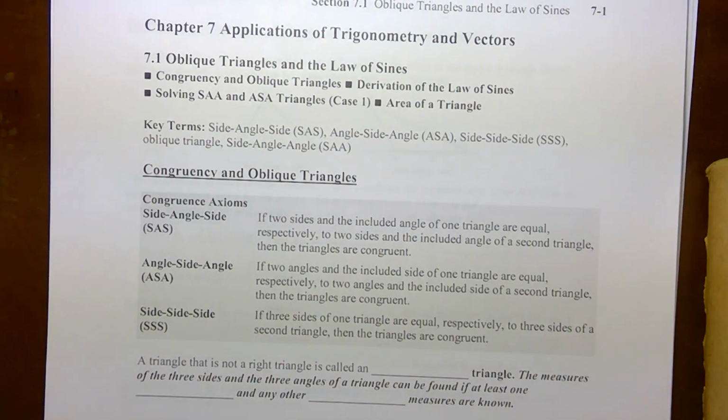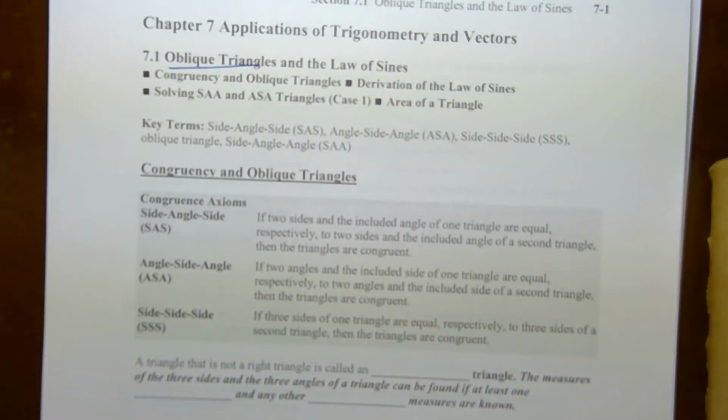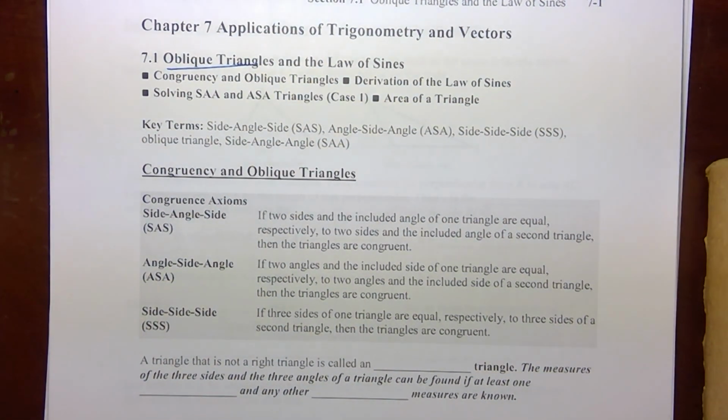We're going to be working with oblique triangles. Most of our trig to this point has been focused on right triangle trigonometry so that we have a hypotenuse. When I have an oblique triangle, it is not a right triangle. There is no hypotenuse, so we can't use the Pythagorean theorem to help us out in solving. We have other methods to help us out to solve.